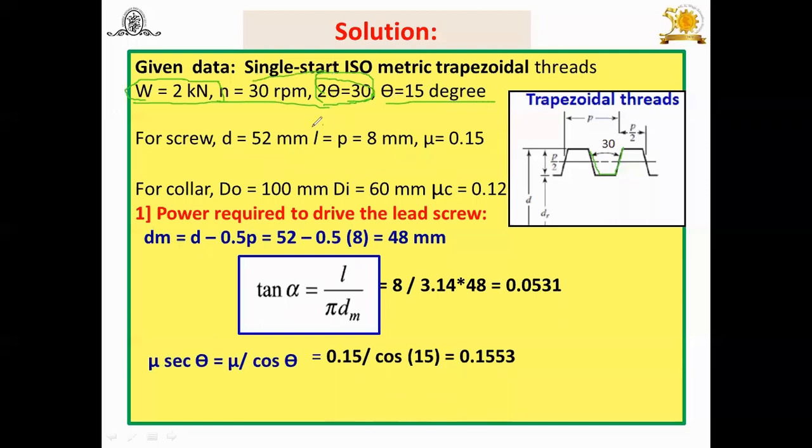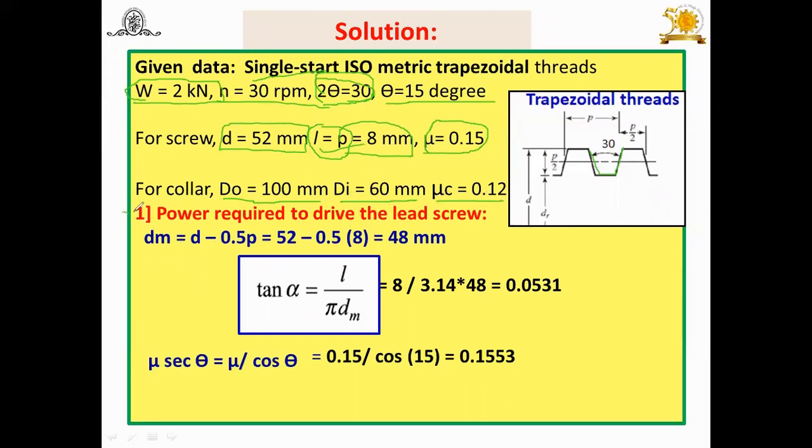Single start means lead is equal to pitch. Pitch is given 8 mm. The lead is equal to 8 mm. Then for a screw, nominal diameter 52 mm. Mu is given, coefficient of friction at thread surface 0.15. For collar, outer diameter 100 mm, inner diameter 60 mm, and mu c 0.12.